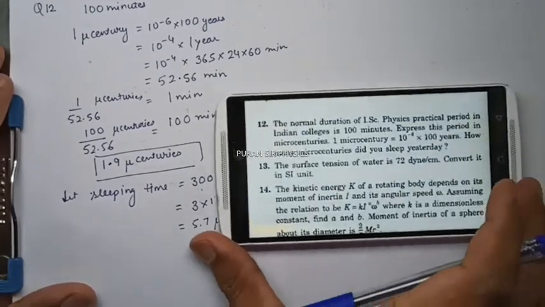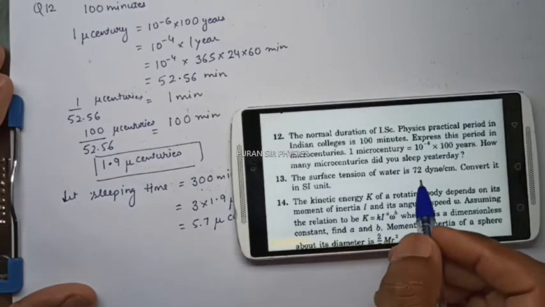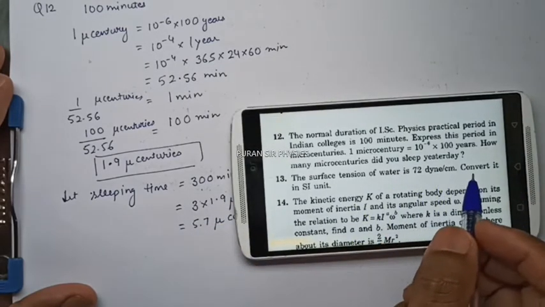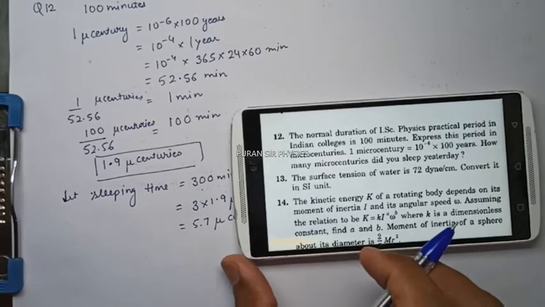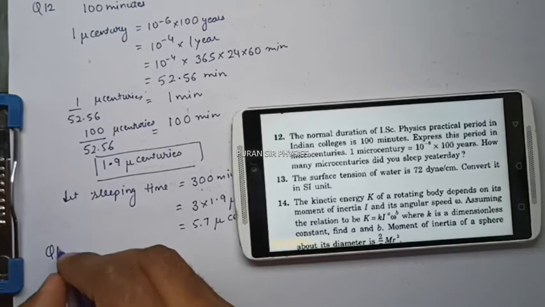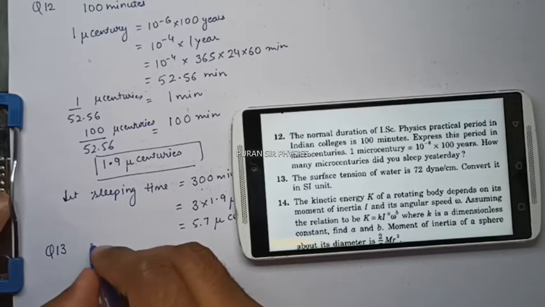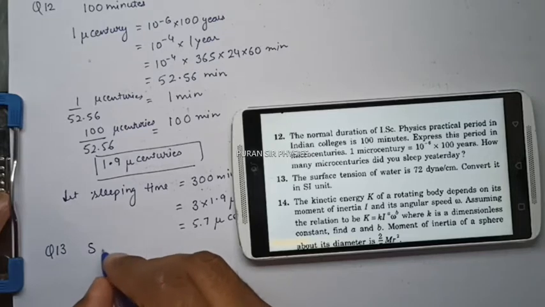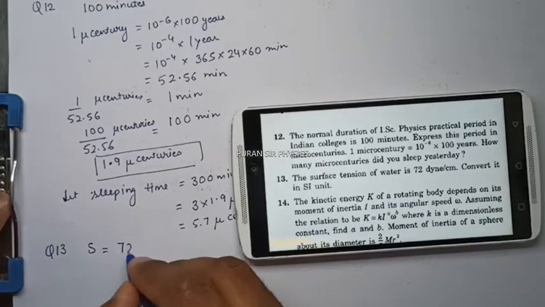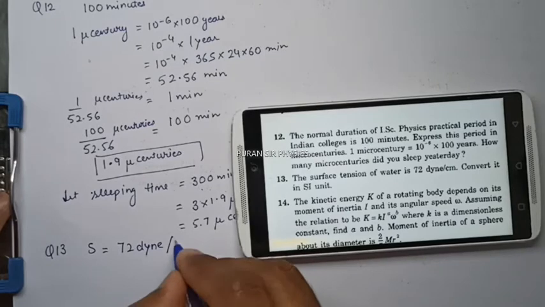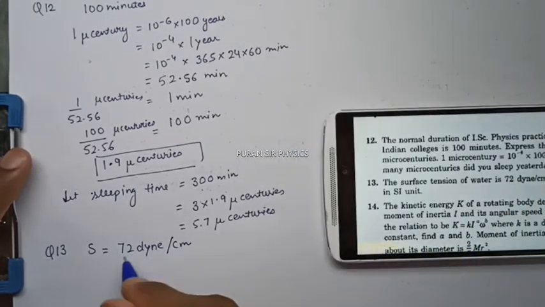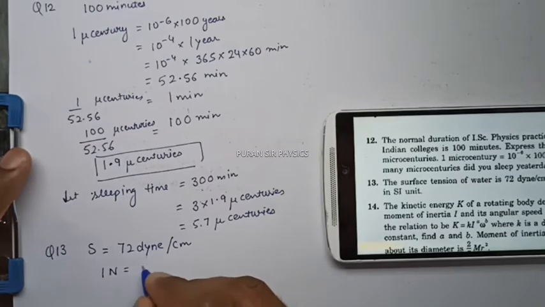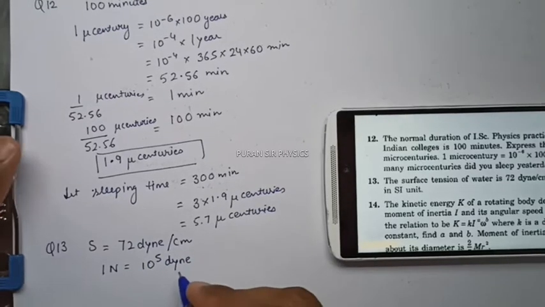Okay. In question number 13, the surface tension of water is 72 dyne per centimeter. Convert it into SI unit. So surface tension, say S, is given as 72 dyne per centimeter, and we have to convert it into SI unit. So we know that 1 Newton is equal to 10 raised to power 5 dyne. If you don't know, still we can find out this relation.